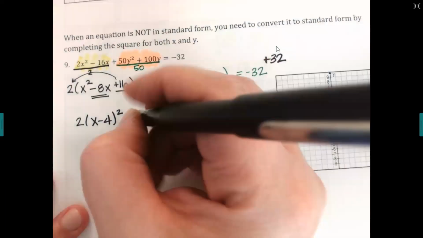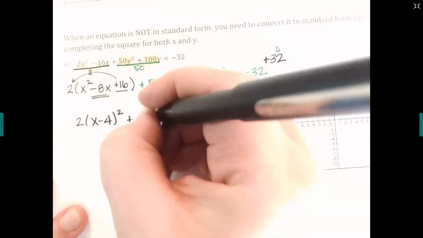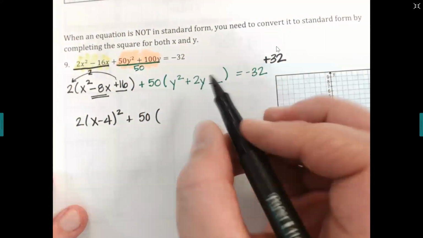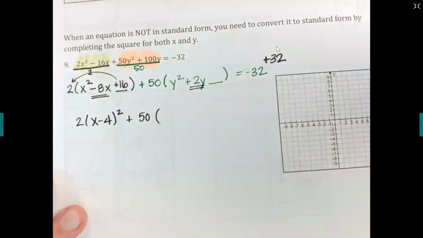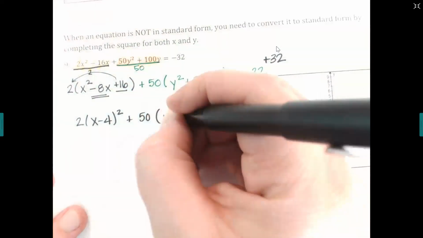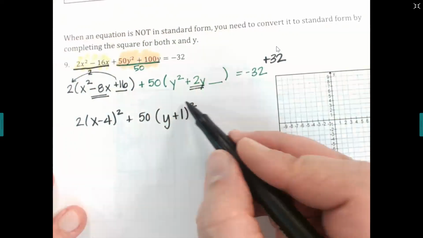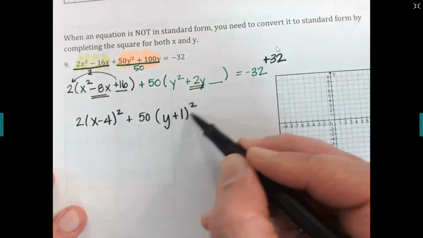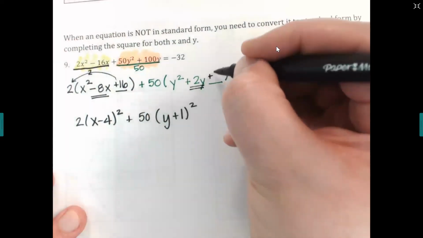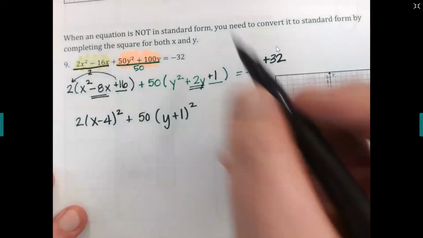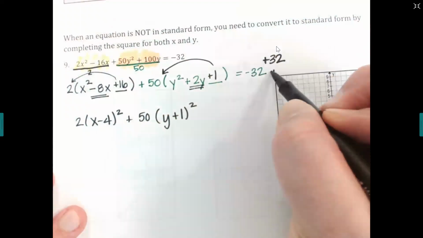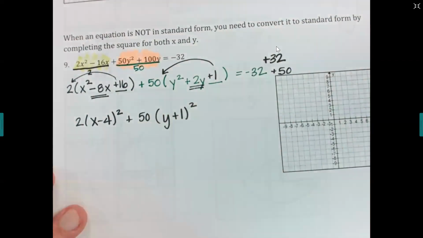Okay, next one. I have a 50 on the outside, Y squared plus 2Y, but I can only take half. What's half of 2? Okay, Y plus 1 squared. Then I do 1 squared. What do I get? 1. I put a 1 on the inside, but what do I add on the other side? 1 times 50 is 50.